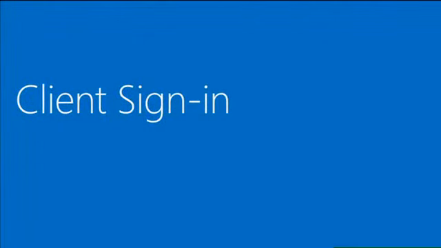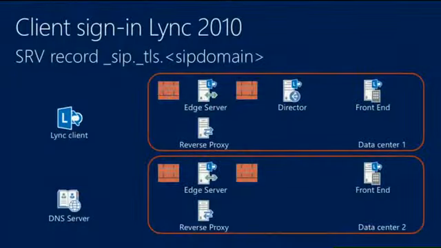Okay, so now we know why we want to have it. We know what components we have. Now let's look at the flow, how a client signs in. And in order to make this easy to understand or to show you the history, let's start how a client signs in Lync 2010. So we have on the very left side our Lync client. In the internet, there's a DNS server, and then we have actually 2 data centers. One might be in Madrid, one might be in Vienna.